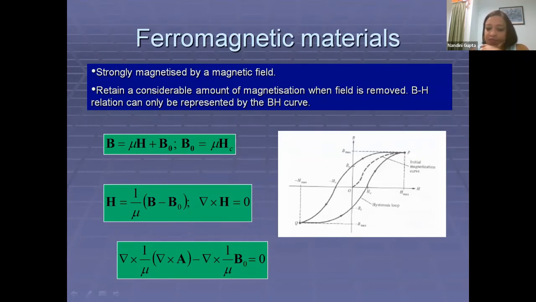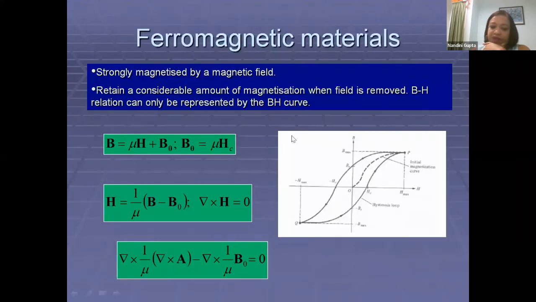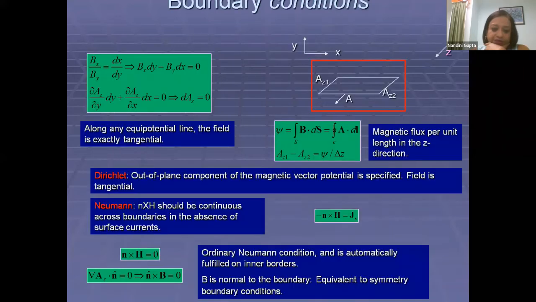For a ferromagnetic material, you will have an extra term, curl of B naught, and you now know how to deal with that, and that will add to the source term. And the remaining term is as before we have shown. I have shown you that curl of A gives you.